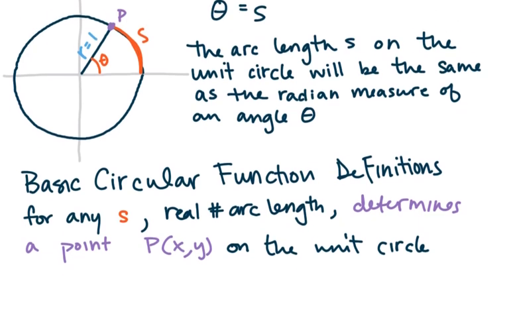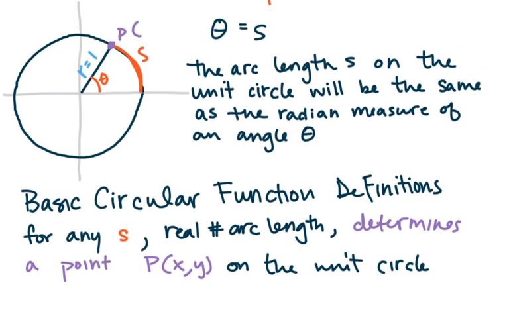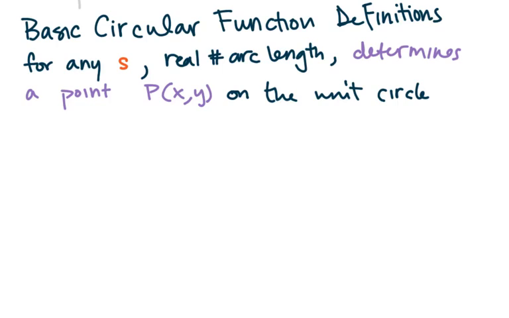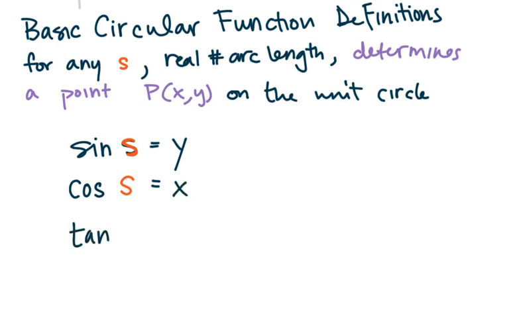The way we can redefine these, since we're thinking about this point as having an x and a y, and we kind of already talked about this, we'll say that sine of s equals y. Remember, s is that arc length or radian measure. Cosine of s equals x. And tangent of s equals y over x.